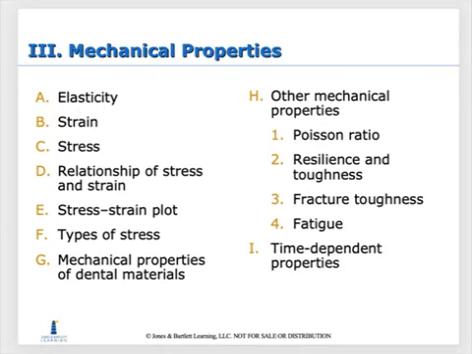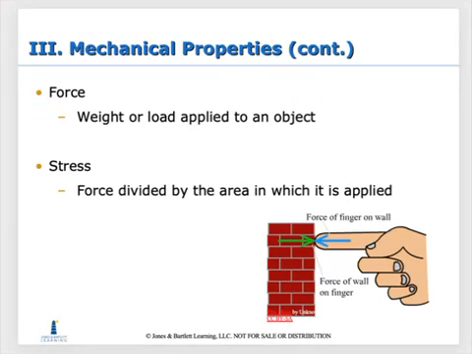But we're going to get a little bit into the physics of elasticity, strain, stress, the relationship between those two, again with a plot as well, what types of stress there are, and then other mechanical properties as well. The Poisson ratio, resilience and toughness, fracture toughness and fatigue, and then also time-dependent properties. So material properties are going to include force and stress.